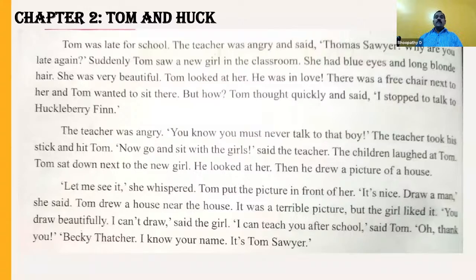There was a new girl. She was Becky Thatcher, the daughter of the judge. She was very beautiful, a very cute girl. Tom looked at her and, at first sight, he fell in love with her. He was very much interested, and he wanted to go and sit beside that girl. So immediately he went and sat beside her. They had a very good time in the classroom. They chatted and enjoyed the class.